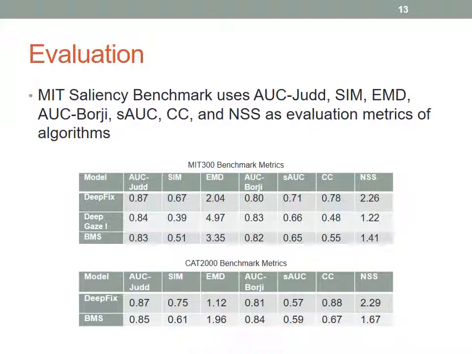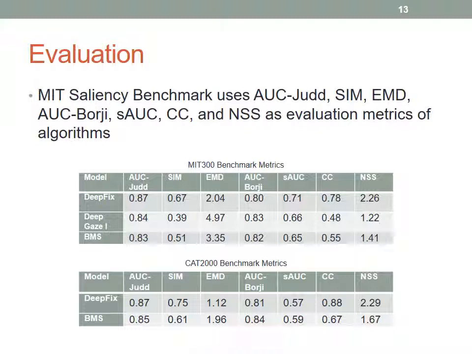The true positive rate is using, at each of the fixation locations of the truth data, given some threshold or varying thresholds, the ratio of the saliency map that meets a certain threshold at each of those locations, and that's the true positive rate. The false positive rate is slightly different for each of those algorithms. I go more into detail in my paper about that.